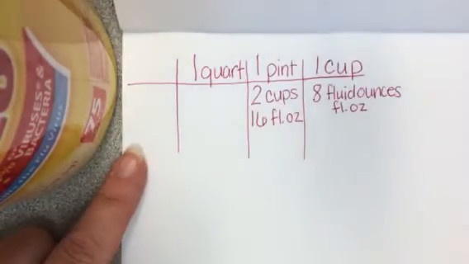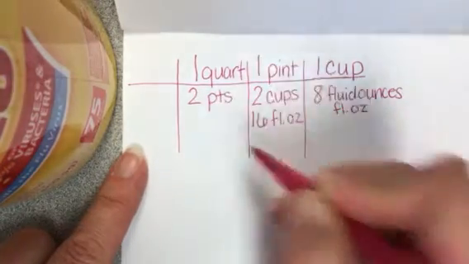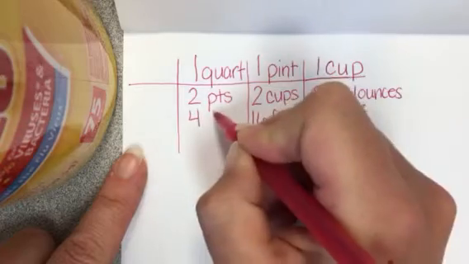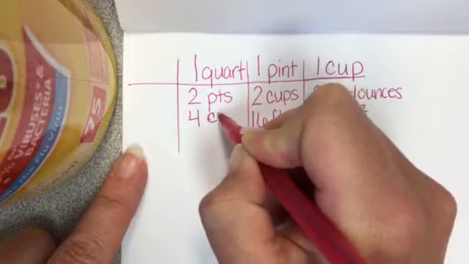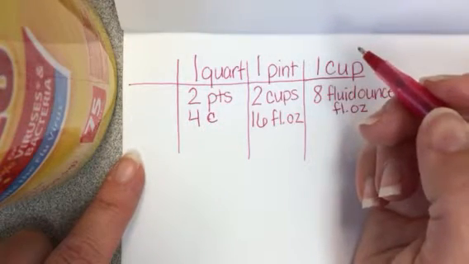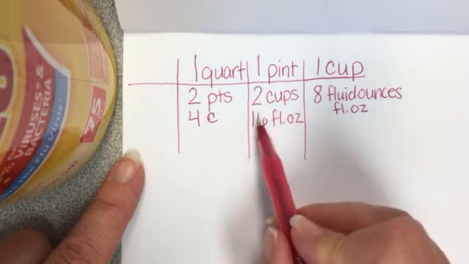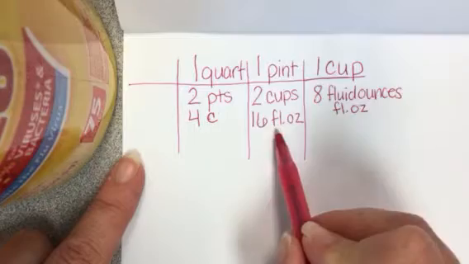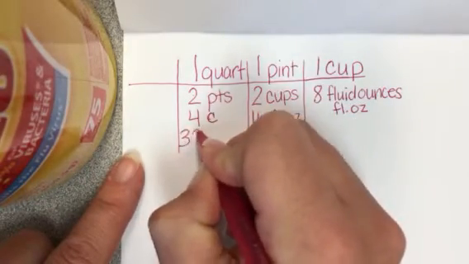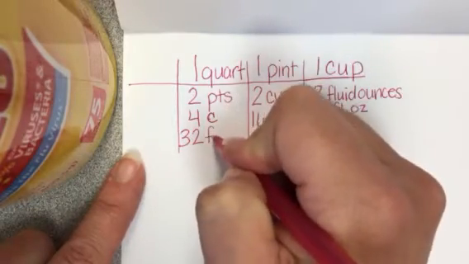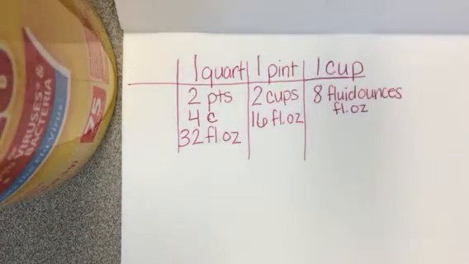So inside of 1 quart, you have 2 pints, 4, because there's 2 inside here, 2 times 2 is 4, 2 cups. So now there's 2 of these inside of here. There's 16 fluid ounces inside of a pint, but I have 2 pints, so I have to double this. So that's going to be 32 fluid ounces. 32 fluid ounces.